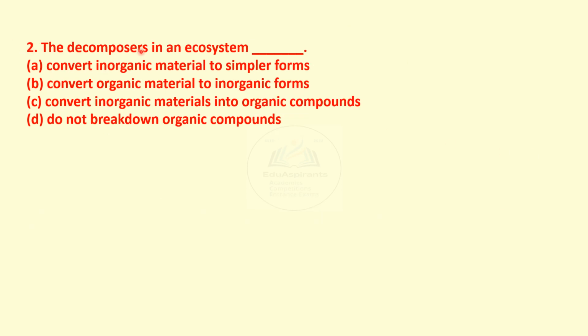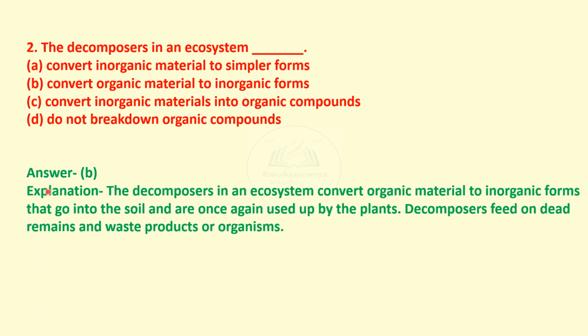2. The decomposers in an ecosystem convert inorganic material to simpler forms, convert organic material to inorganic forms, convert inorganic materials into organic compounds, do not break down organic compounds. Mark your choice. Yes, answer is B. And how is it?